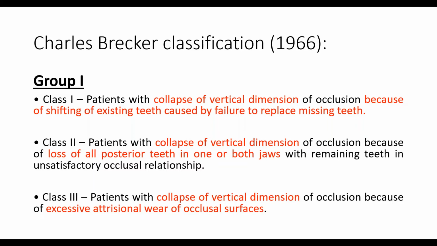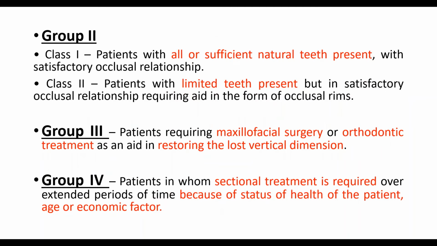So coming to the Charles and Vickers classification, group 1, in which we have three subclasses. Class 1, patient with collapsed vertical dimension of occlusion because of shifting of existing teeth caused by failure to replace missing teeth. Class 2, patient with collapsed vertical dimension of occlusion because of loss of posterior teeth in one or both jaws, with remaining teeth in unsatisfactory occlusal relationship. Class 3 is the patient with collapsed vertical dimension of occlusion because of excessive attritional wear of the occlusal surface.